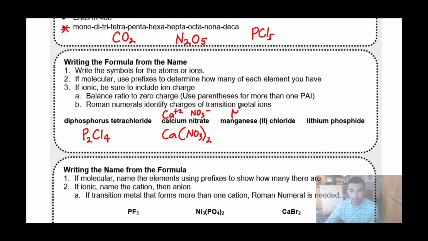Manganese 2 chloride. The 2 is indicating the manganese has a charge of +2. I can use the periodic table to help me figure out the charge of chlorine. I balance to zero charge. This is another ionic compound. And then lithium phosphide. Be careful, it's not phosphate.